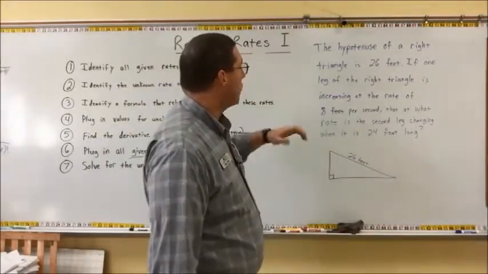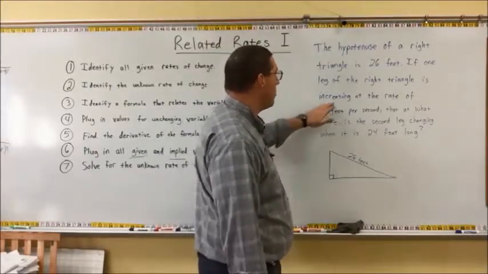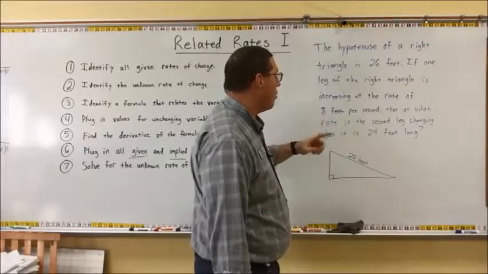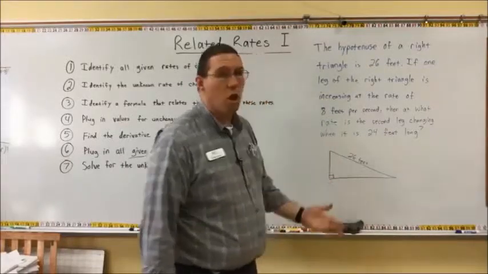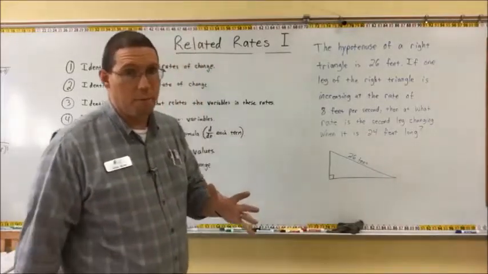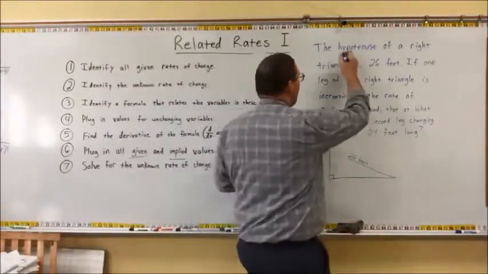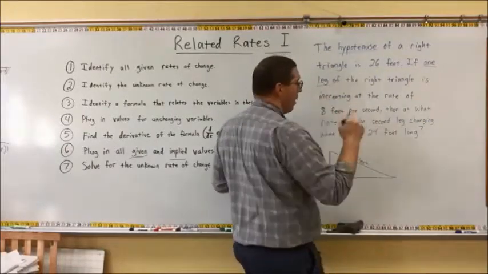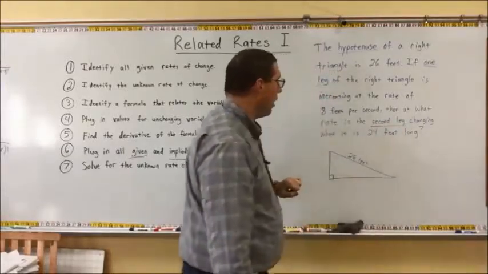It says the hypotenuse of a right triangle is 26 feet. If one leg of the right triangle is increasing at the rate of 8 feet per second, then at what rate is the second leg changing when it is 24 feet long? All right, so I know this is a little bit different than the last several examples that we've done, so we're going to wrap our minds around this. We're dealing with the hypotenuse of a right triangle, one leg of that same right triangle, and the second leg of that right triangle.